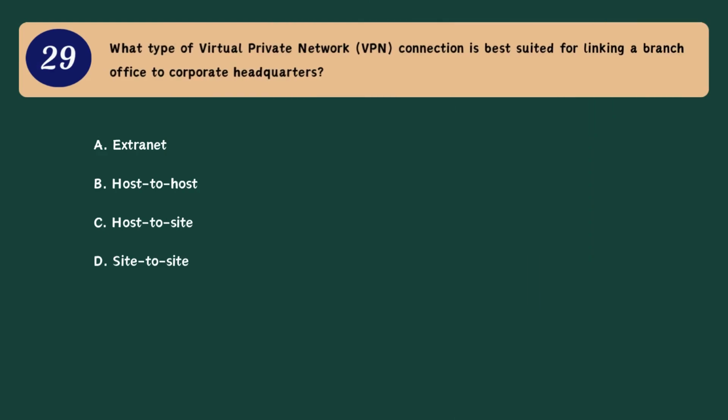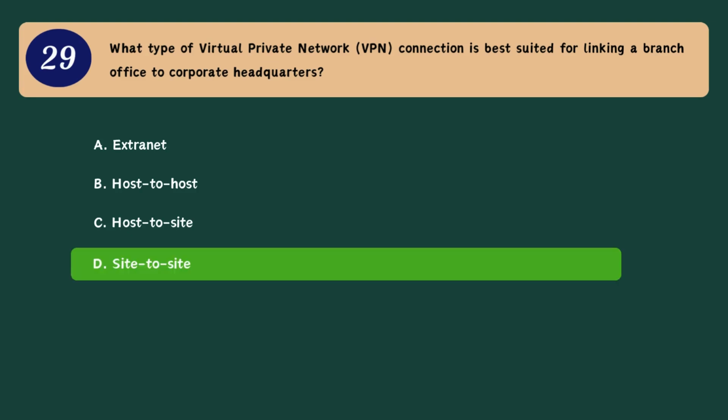Question 29. What type of virtual private network connection is best suited for linking a branch office to corporate headquarters? A. Extranet. B. Host to host. C. Host to site. D. Site to site. Correct answer. D. Site to site.